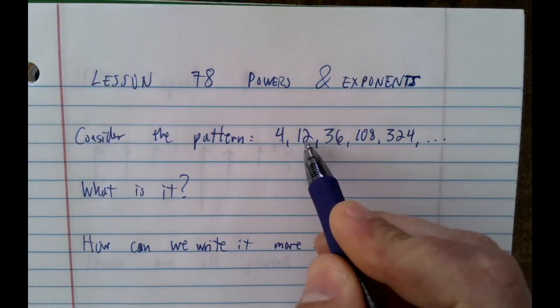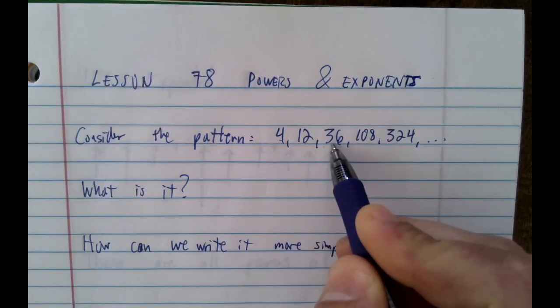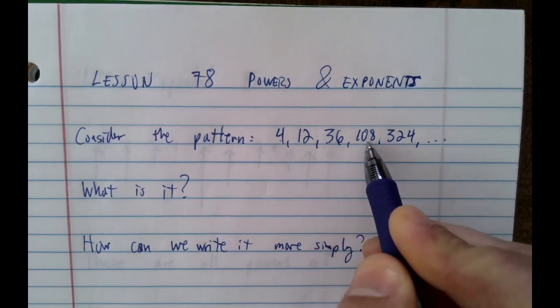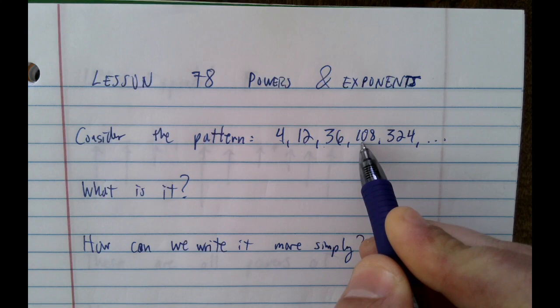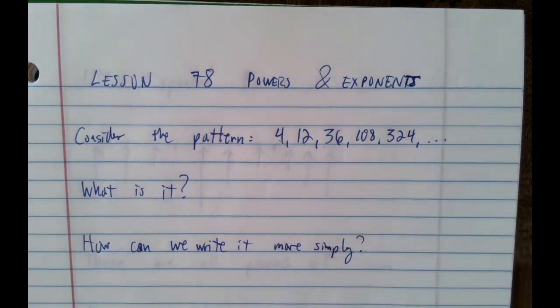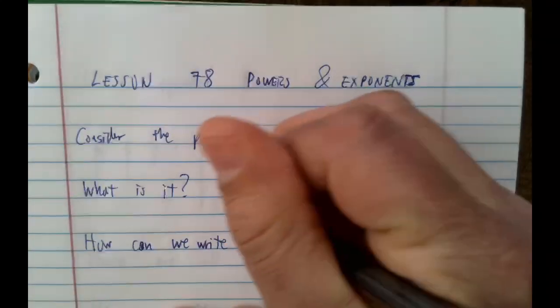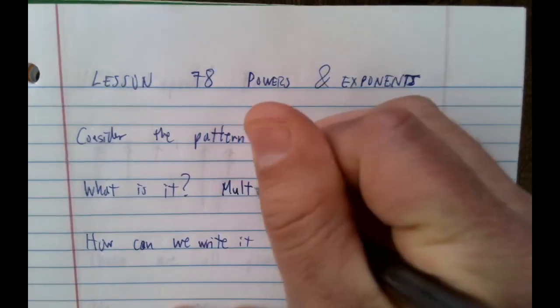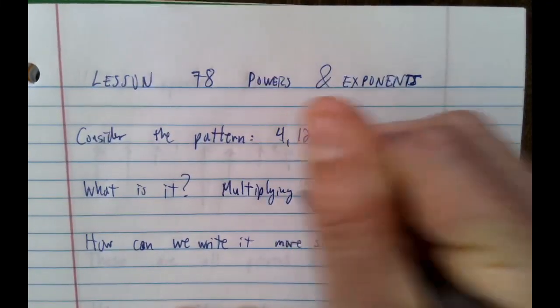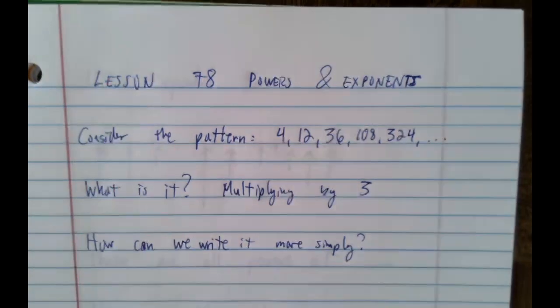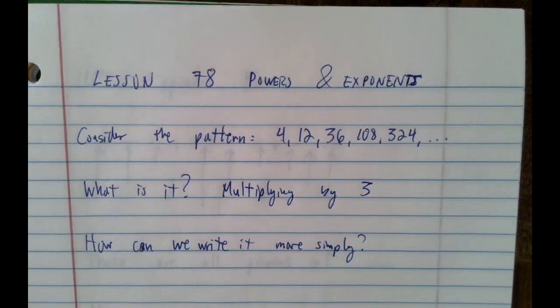Times 3, did that work? Yep. Try it again. Times 3, does that work? Maybe take a minute to check. Yes, it does. Times 3. Okay. The pattern is multiplying by 3. And so we are repeatedly multiplying by 3.